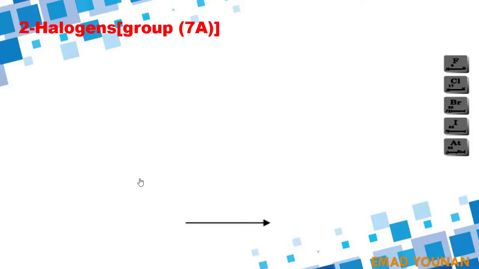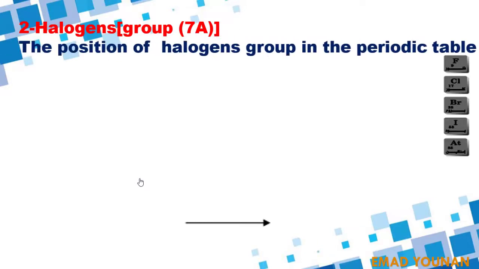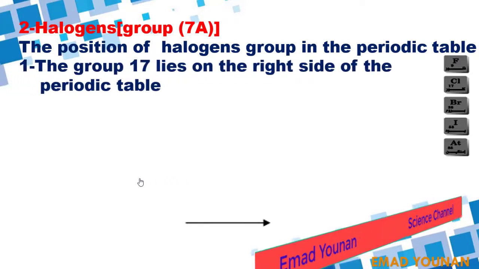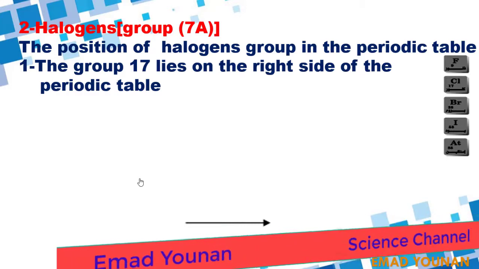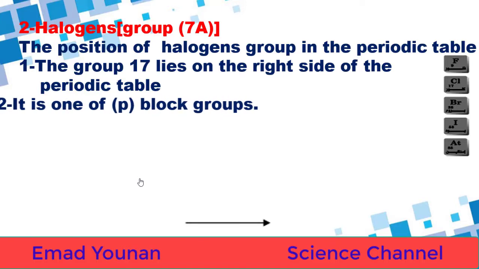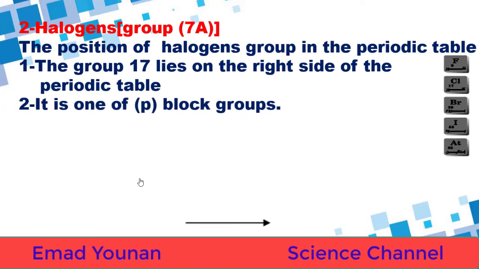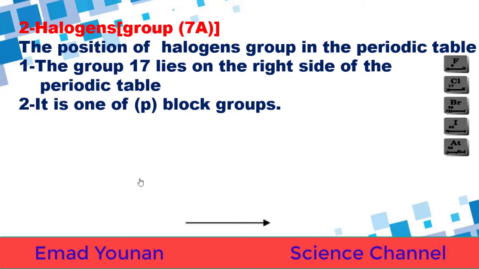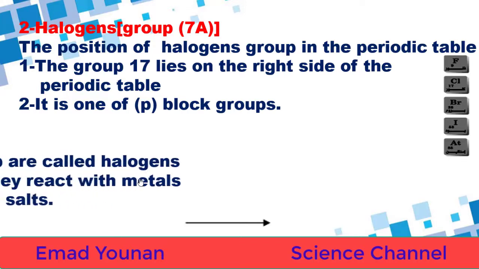Group number 2, halogen, is called group 7A. The elements that are included in this group are fluorine, chlorine, bromine, iodine, astatine. The position of the halogen group in the modern periodic table is on the right side, in group 17. They are elements of block p, and if you write the electronic configuration for these elements, you will find the end sublevel is p.